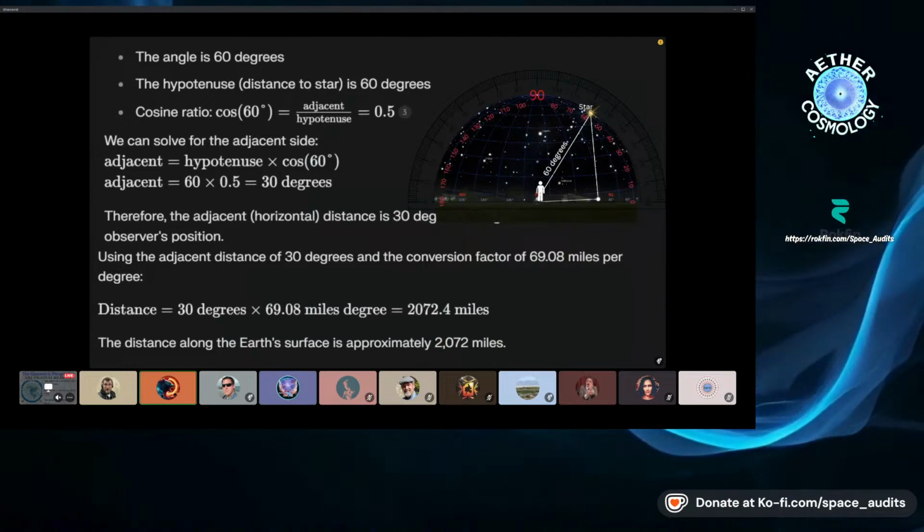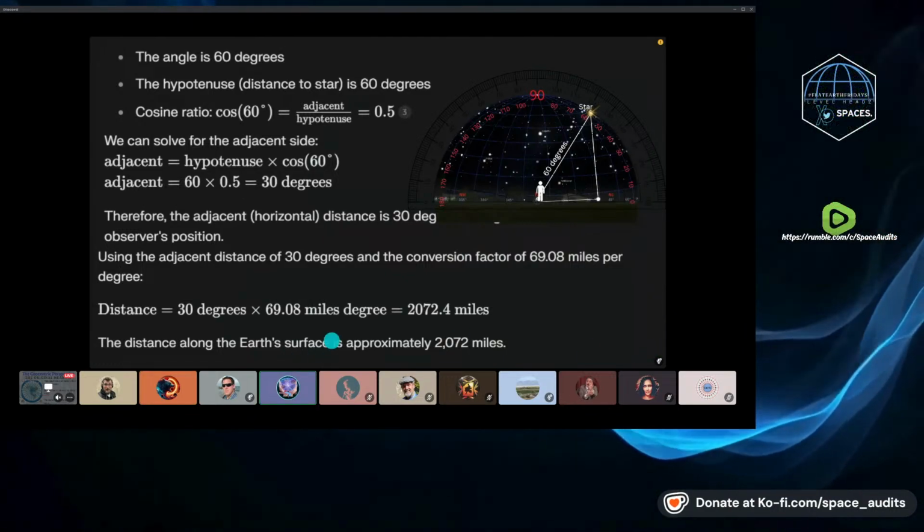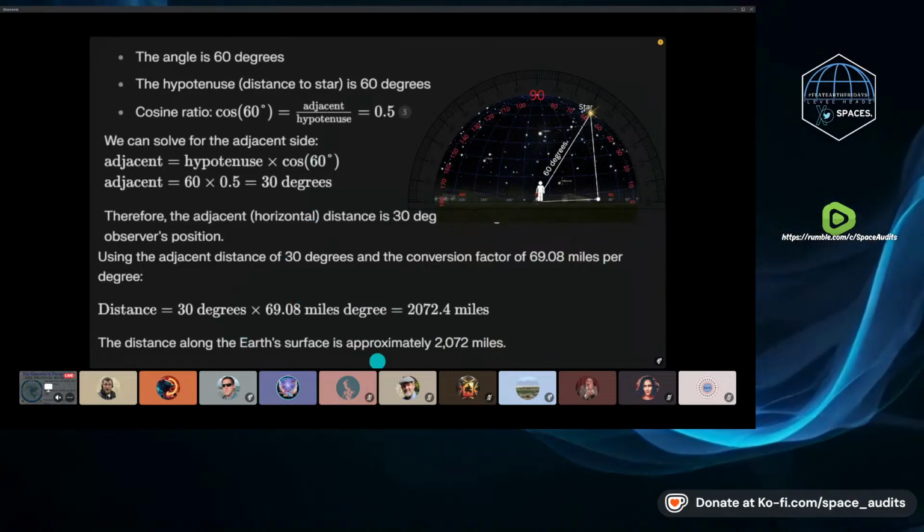What slide number is that? That one is 31. 31.